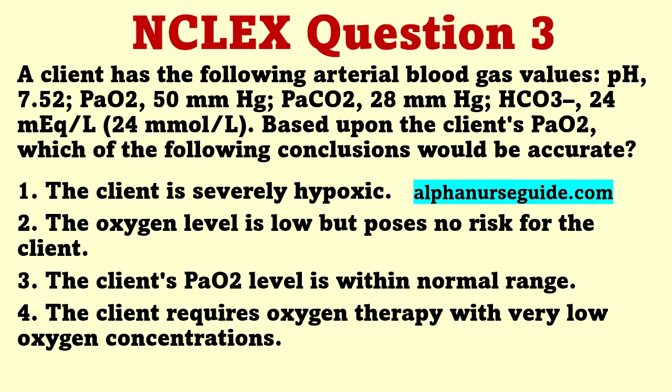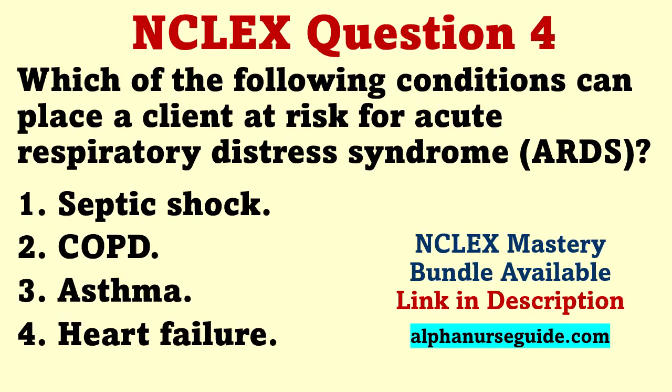The correct answer is 1. Normal PaO2 level ranges from 80 to 100. When PaO2 falls to 50, the nurse should be alert for signs of hypoxia and impending respiratory failure. Which of the following conditions can place a client at risk for acute respiratory distress syndrome? 1. Septic shock. 2. Chronic obstructive pulmonary disease. 3. Asthma. 4. Heart failure.